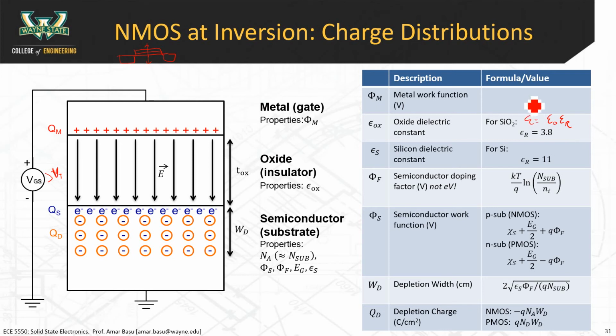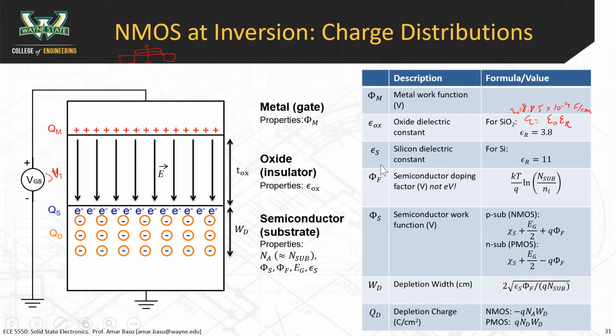I'm just going to put it in this other box. 8.85 times 10 to the negative 14 farads per centimeter. That's epsilon 0. Epsilon r depends on what material you're at. So silicon dioxide has a relative dielectric constant of 3.8. For silicon, the material down here in the substrate, that has a dielectric constant of 11. All right, these are parameters that will be given to you.